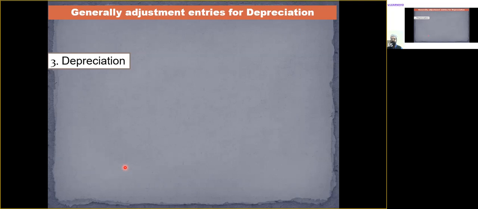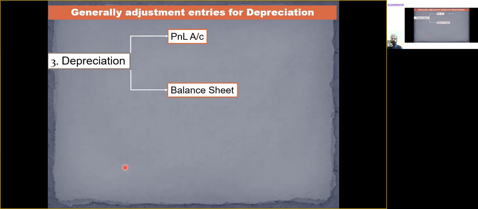If there is any information regarding depreciation, then we will be passing the adjustment entries for depreciation like this. Depreciation is obviously an expense of the business, so first of all it will be recorded in the profit and loss account because it is an expense. And because depreciation also causes a reduction in the value of the asset, we will be writing it in the balance sheet also, reducing the value of the asset by the amount of depreciation.